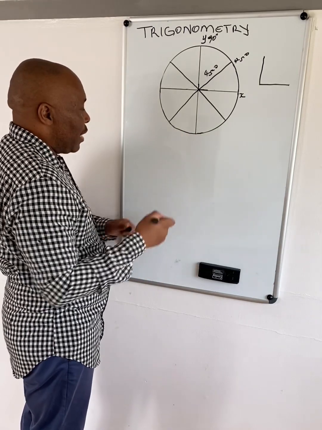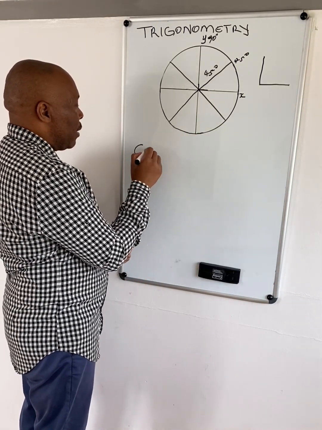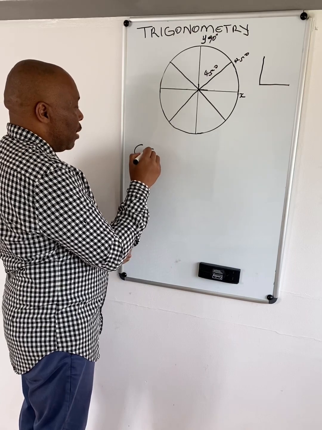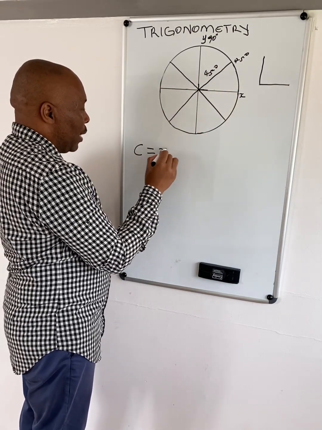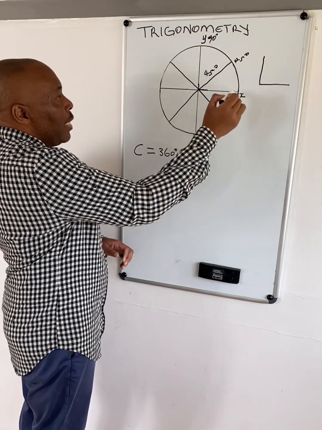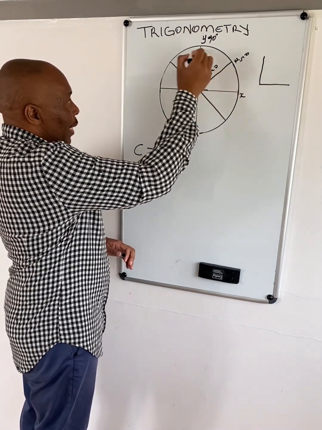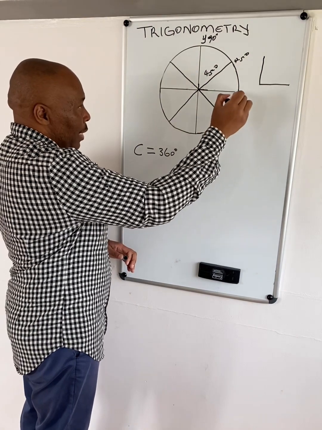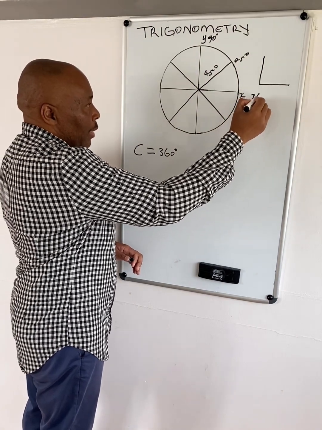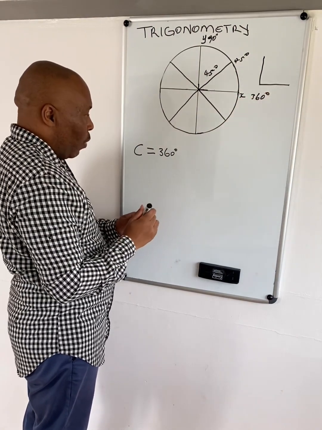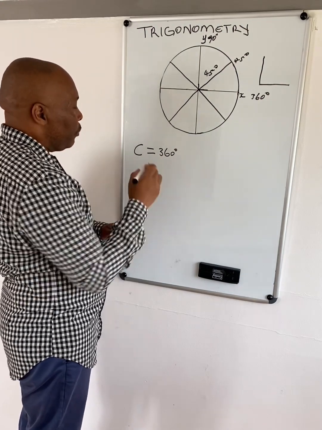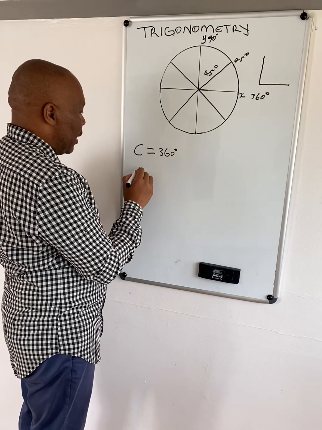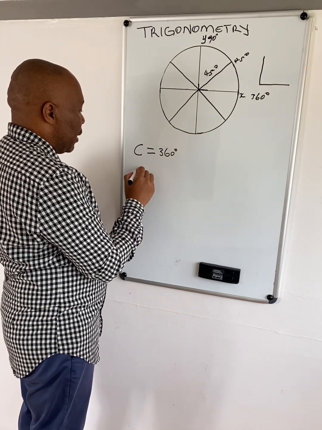But for now, it suffices to let you know that this circumference, if you look at the whole thing, is equal to 360 degrees, meaning moving from here right round until we get here, it makes up 360 degrees. That's what it is. The circumference is equal to 360 degrees, right?